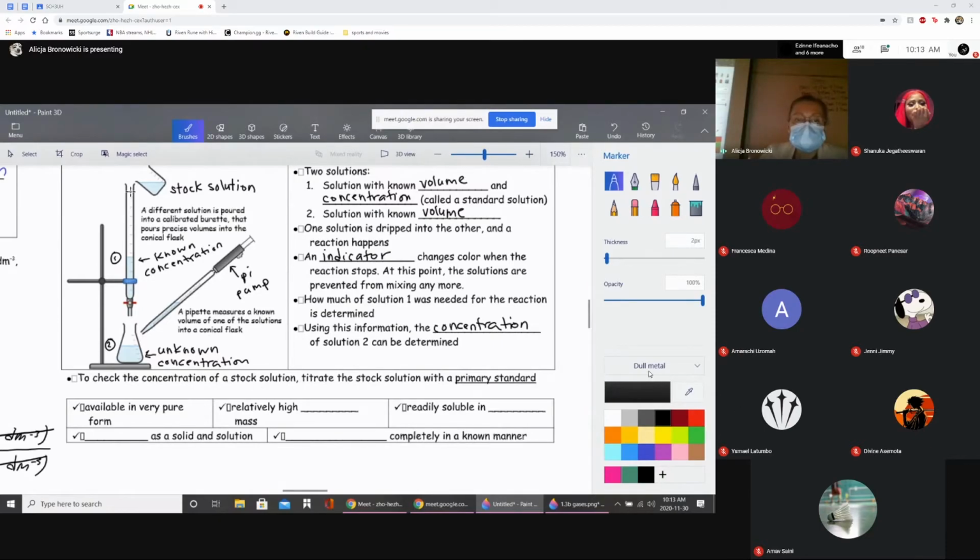If you want to check the concentration of this one, you need to use something called the primary standard. It's available in very pure form. It has a relatively high molar mass. It is readily soluble in water. It is stable as a solid and in solution, and it reacts completely in a known manner.